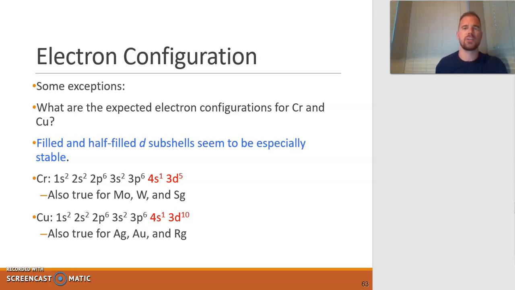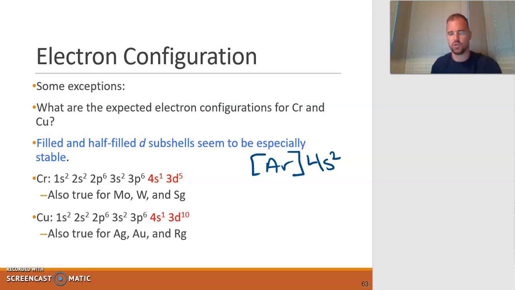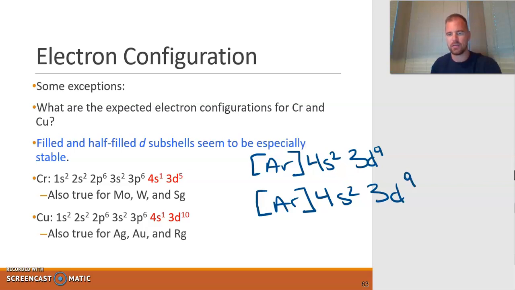Now that we know how to write electron configurations, let's talk briefly about some exceptions. So let's consider the two elements chromium and copper. What are the expected electron configurations you would think that these two would have? Well, if we were to reference argon, we would expect chromium to have an electron configuration of 4s2, 3d4. And for copper, we would expect, referencing argon, to have a configuration of 4s2, 3d9.